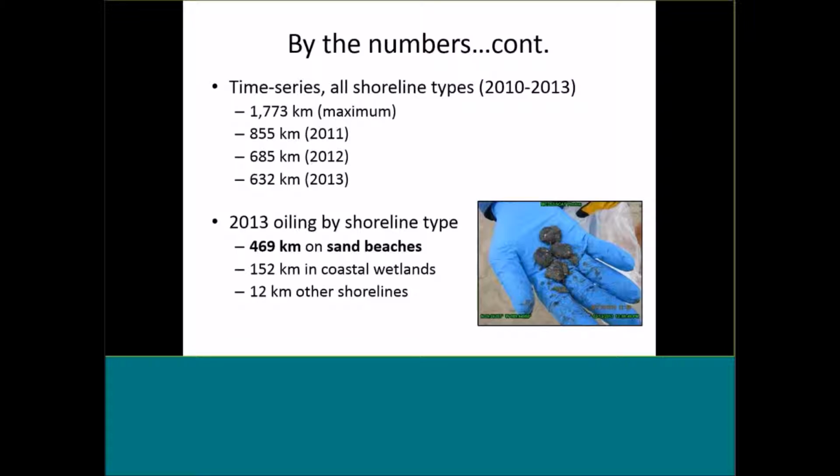If you look at just 2013 by shoreline type, 469 kilometers of that oiling was on sand beaches, a little bit more than 150 on coastal wetlands, and then some on other shorelines as well. This is an example of what those SRBs, and again, I'm okay with we call them tar balls, but surface residue balls, basically sand and oil mixtures in tar ball sizes that would wash up on the beaches, either getting exposed when sand was eroded off the beaches if it was buried, or thrown up from nearshore areas. And this was often in trace amounts of oiling over long time frames.